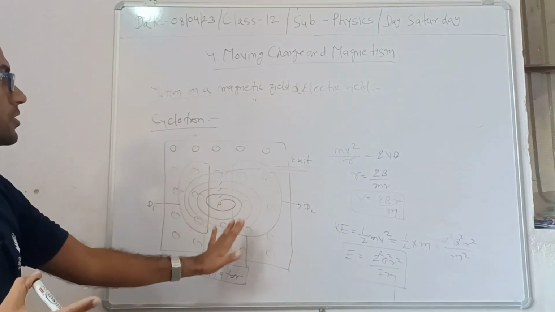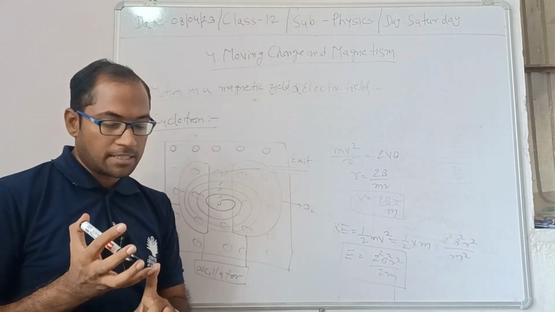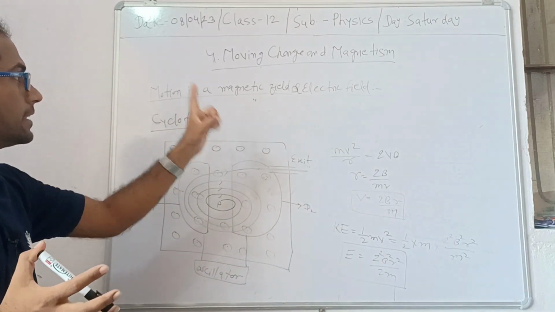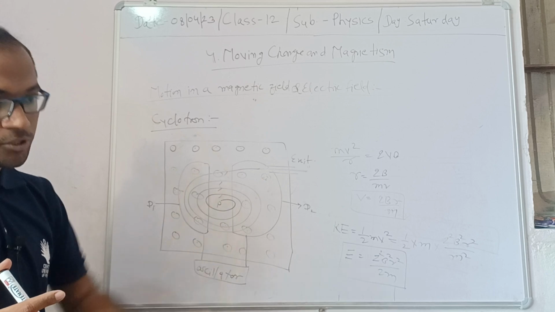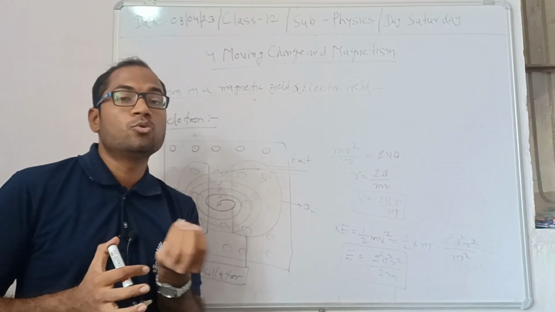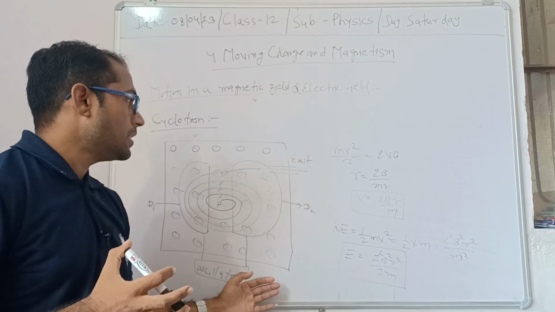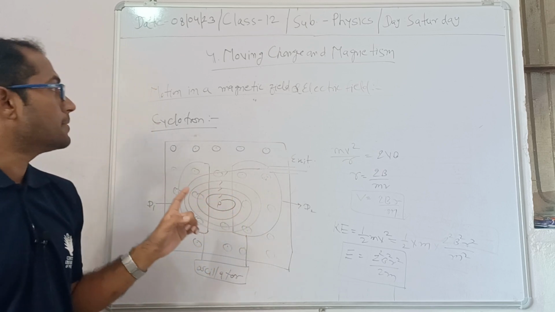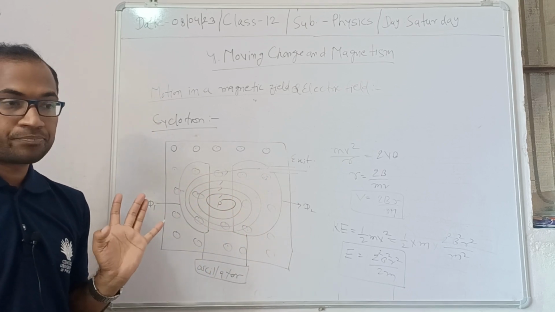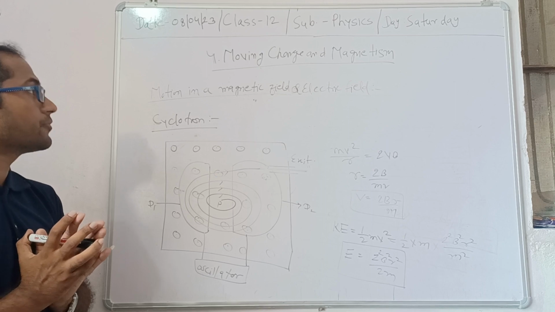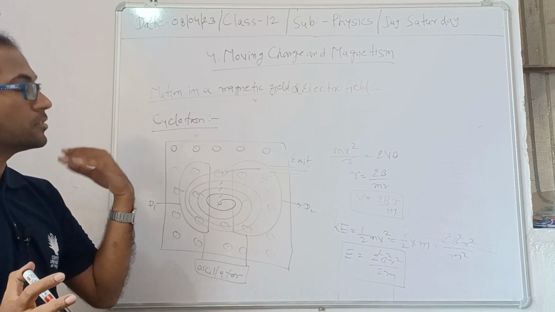So this is basically motion in a magnetic field and electric field. This is the basic application of a charged particle put in a magnetic and electric field: it moves, and then how we use this motion. So this is the best example of magnetic and electric fields. In our lecture we will discuss the rest of the part of this chapter.